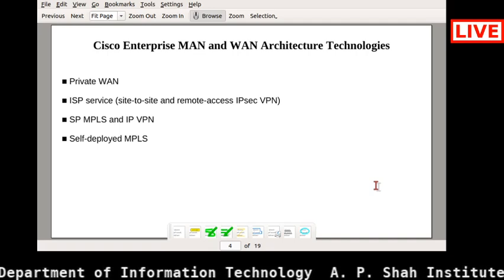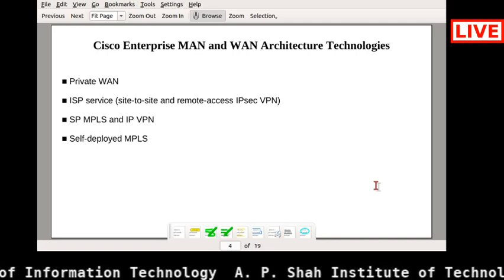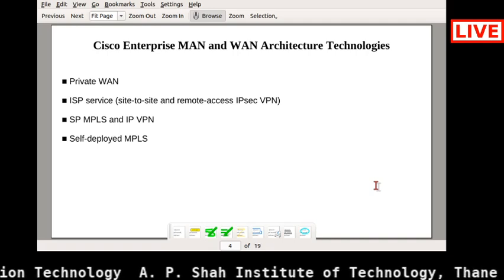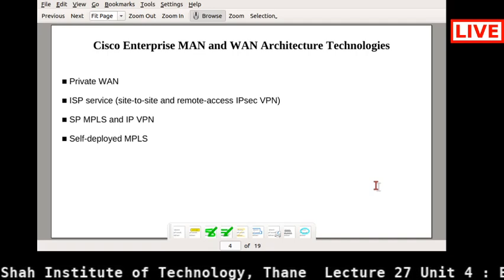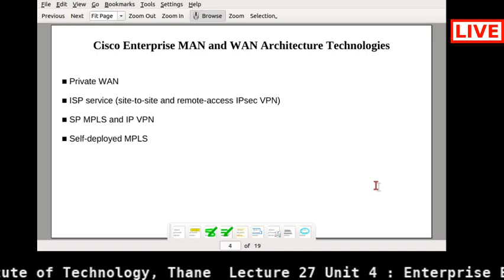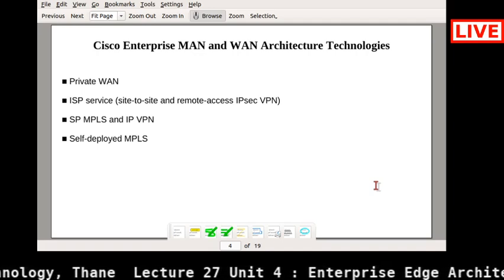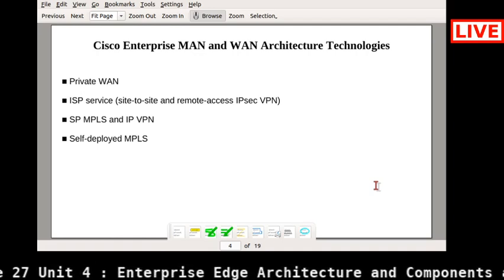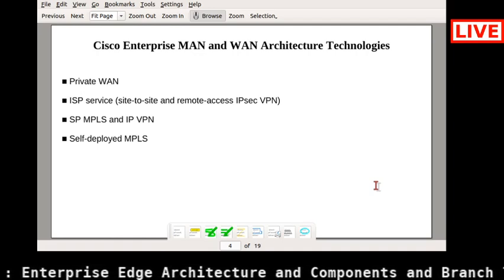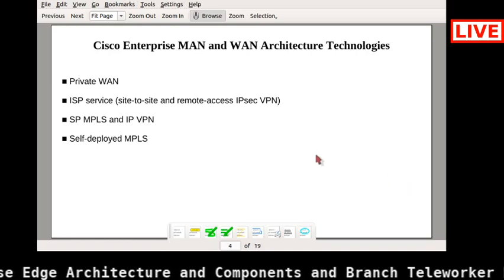And if you are thinking about growth expectations, you can add some new branches and remote offices with respect to your private WAN itself, and you can grow with that line. So this is one private WAN technology if you are concerned.